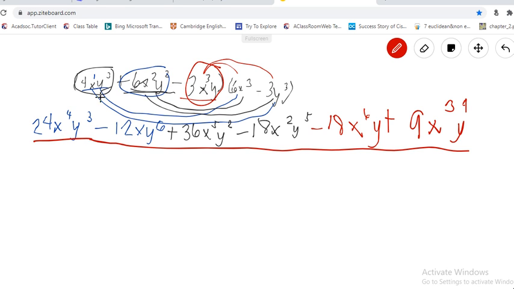24x raised to 4y cubed minus 12xy raised to 6 plus 36x raised to 5y squared minus 18x squared y raised to 5 minus 18x raised to 6y plus 9x cubed y raised to 4.